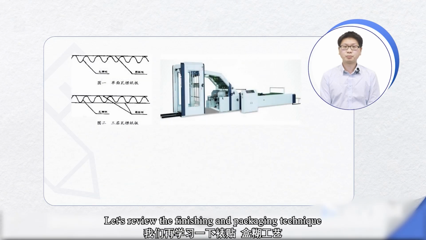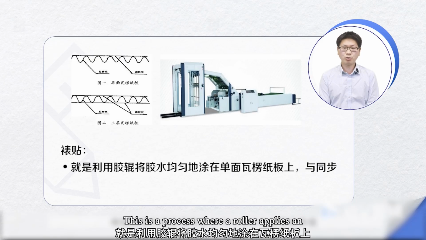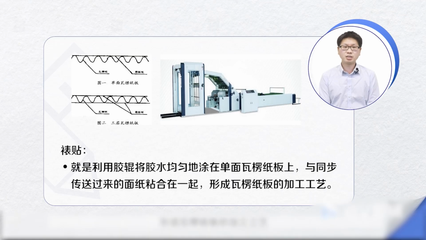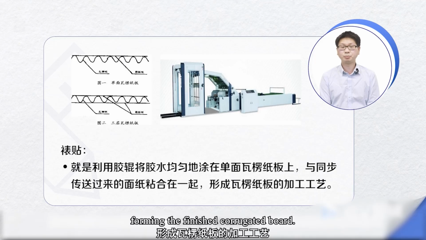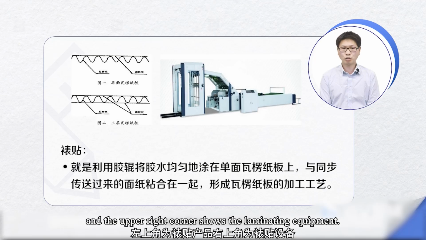Let's review the finishing and packaging techniques. Laminating. This is a process where a roller applies an even layer of adhesive onto a corrugated board, which is then bonded to a face paper that is simultaneously fed in, forming the finished corrugated board. The upper left corner shows a laminated product, and the upper right corner shows the laminating equipment.